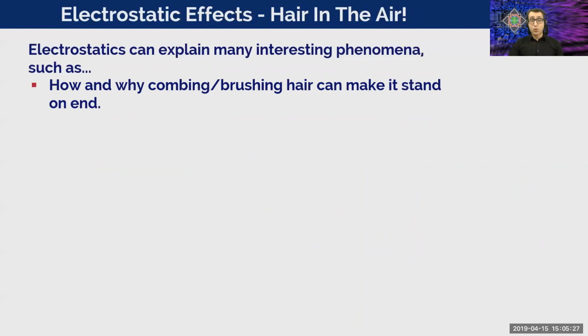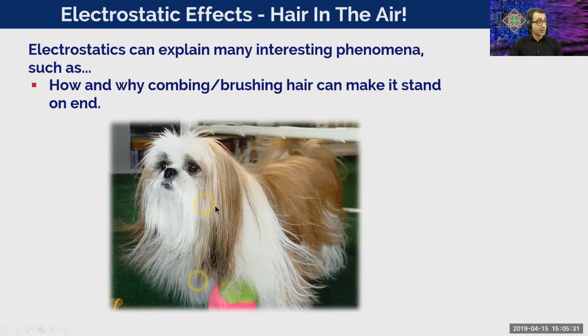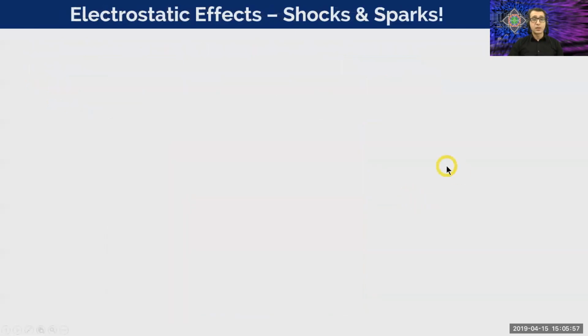We've mentioned also some other interesting phenomena, so how and why combing or brushing hair can cause it to stand on end, particularly if it's long hair, like this rather cute but unfortunate looking and confused looking dog over here. You can see that it's had its hair brushed, and because it's quite long hair, clearly somebody has brushed its hair with an insulating object such as a plastic comb. The hairs have become charged, but all the hairs have an equal charge, a similar charge, and repel each other, causing them to stand on end.